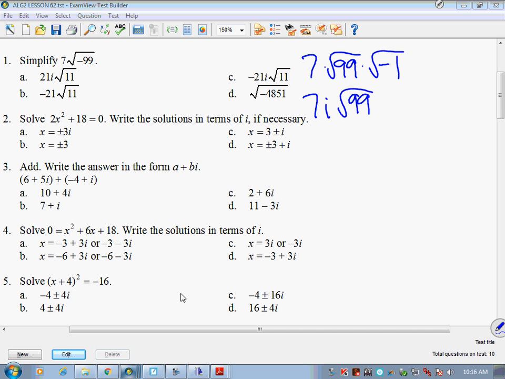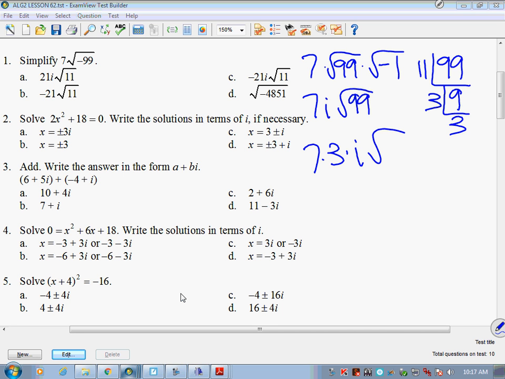Now, can I simplify the square root of 99? No? I heard somebody say no. I'm not saying you said no or whoever said no, but what can I divide 99 by? 11. What's 99 divided by 11? 9. Can I divide 9 by anything? 3. So what do I get to pull out from that square root? 3. So I have 7 times 3 times i times square root.